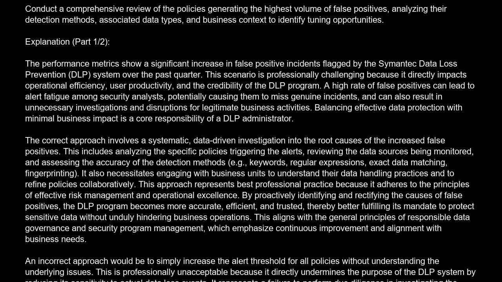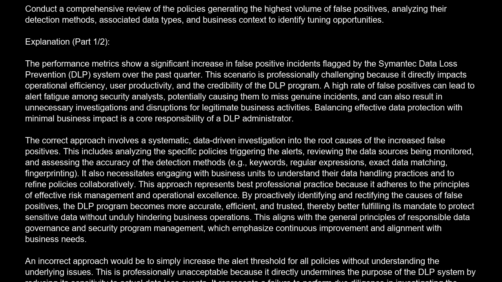The correct approach involves a systematic data-driven investigation into the root causes of the increased false positives. This includes analyzing the specific policies triggering the alerts, reviewing the data sources being monitored, and assessing the accuracy of the detection methods, e.g., keywords, regular expressions, exact data matching, fingerprinting. It also necessitates engaging with business units to understand their data handling practices and to refine policies collaboratively.